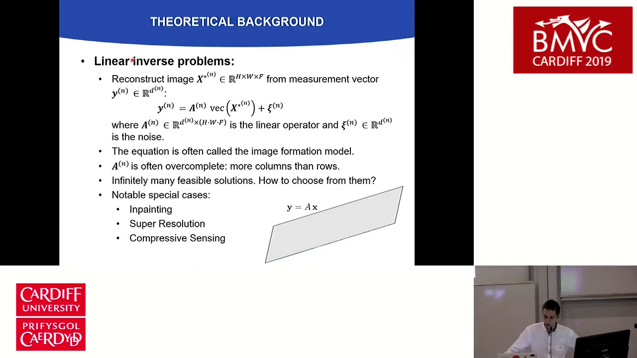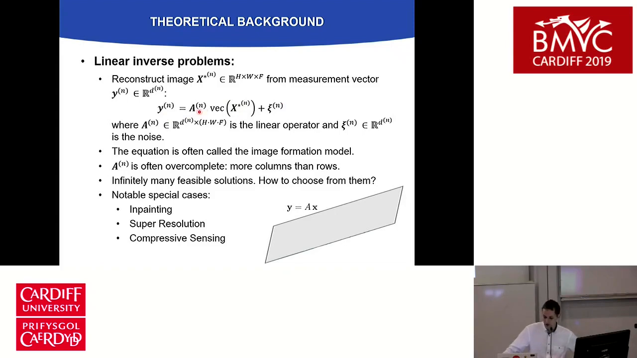Our starting point is the linear inverse problem, which is defined by this equation. We take an image X star, vectorize it, so we take its pixels, multiply it by a matrix AN, which mixes up the pixels, and we can add some noise to it, and then we get a noisy measurement YN. The task is the inverse problem: given YN and AN, we need to recover X star N. So given a noisy measurement, we need to find the original noiseless image.